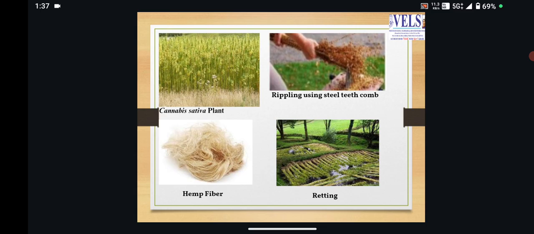So this is a Cannabis sativa plant. Rippling using a steel teeth comb. After rippling, it is taken into the retting process, soaked in water. After that the fibers can be removed, then dried and sent to the market.